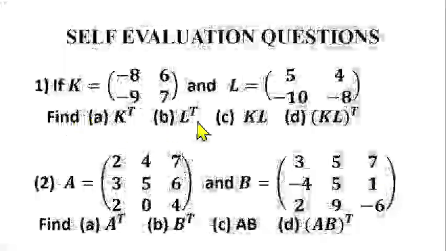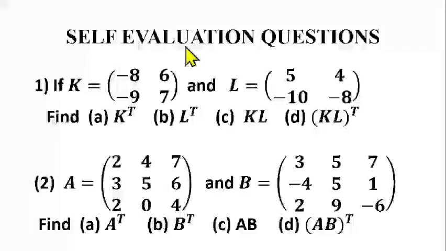So if you understand how to transpose a matrix now, you can attempt this question on the screen right now. We have to transpose matrix K and matrix L. You have to find KL, then whatever you get, transpose it as well. You have a matrix A and matrix B here. You have to transpose matrix A and matrix B, find AB, which is A times B, then whatever you get, you transpose it as well. So you can send your answers to me to help you check whether you are right or wrong.